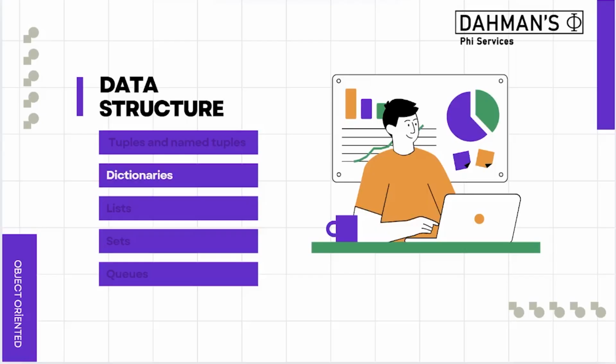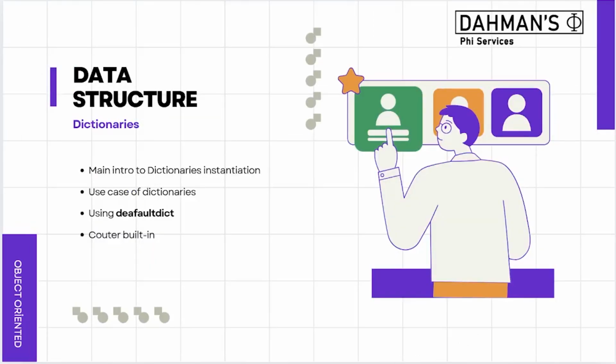Hi, welcome back. So we are at the second outline to discuss dictionary. In this outline, we are going to be covering some points. First, we'll be looking at the main introduction to dictionary instantiation and different ways to instantiate a dictionary in Python from an object-oriented perspective, of course.